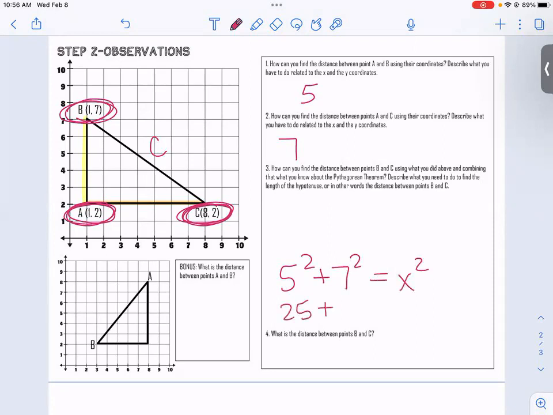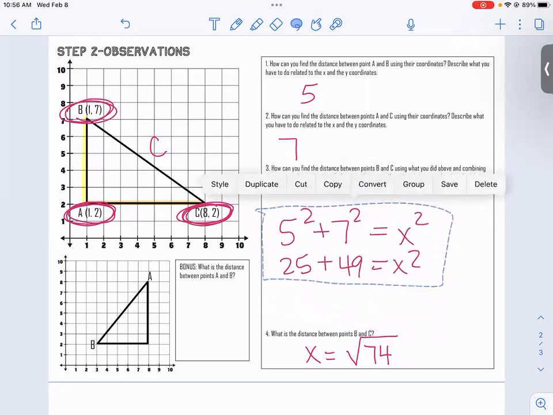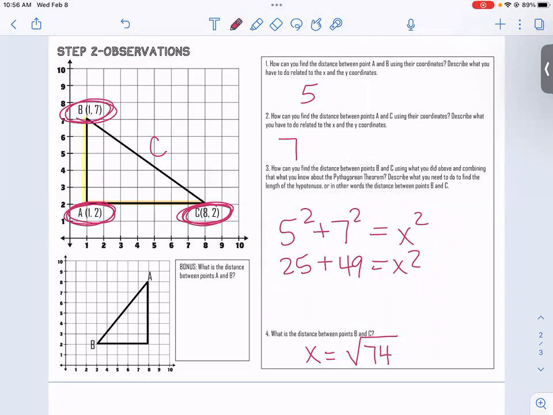So you had 25 plus 49 equals x squared. So did you get that the distance is the square root of 74? Oh, are you okay with 5 squared plus 7 squared equals x squared? Okay, and are you okay with 25 plus 49 equals x squared? Well, 25 plus 49 is 74. Right.